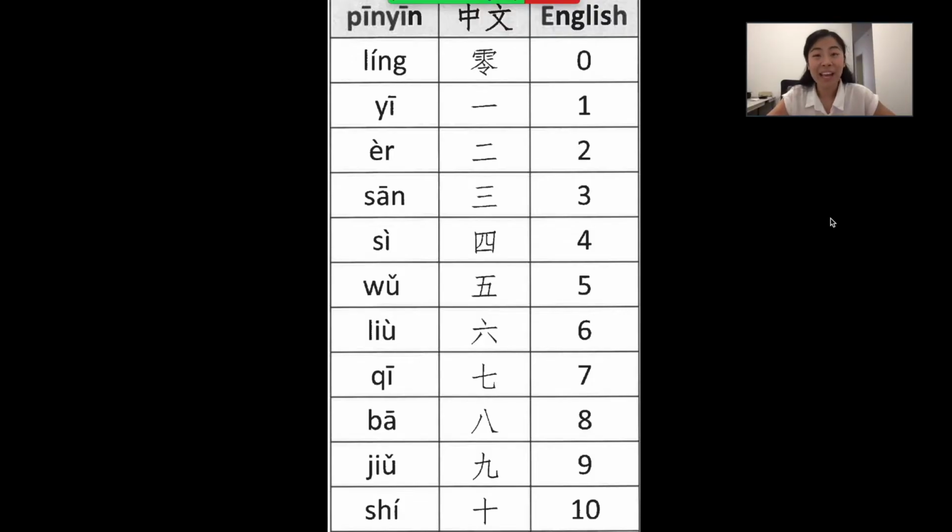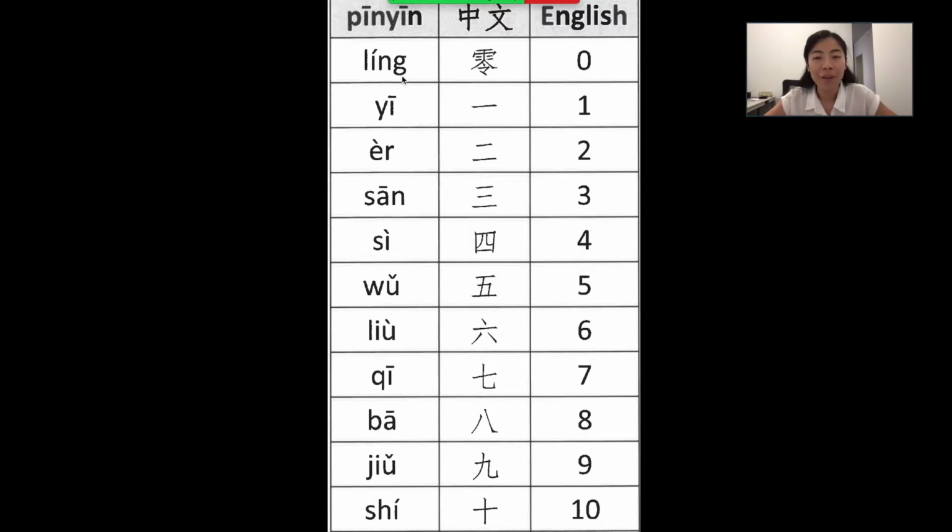Hey guys, so today I'll be teaching you how to count numbers in Chinese from 0 to the 10,000s. So without further ado, let's get started. First, I'll be pronouncing 0 to 10.